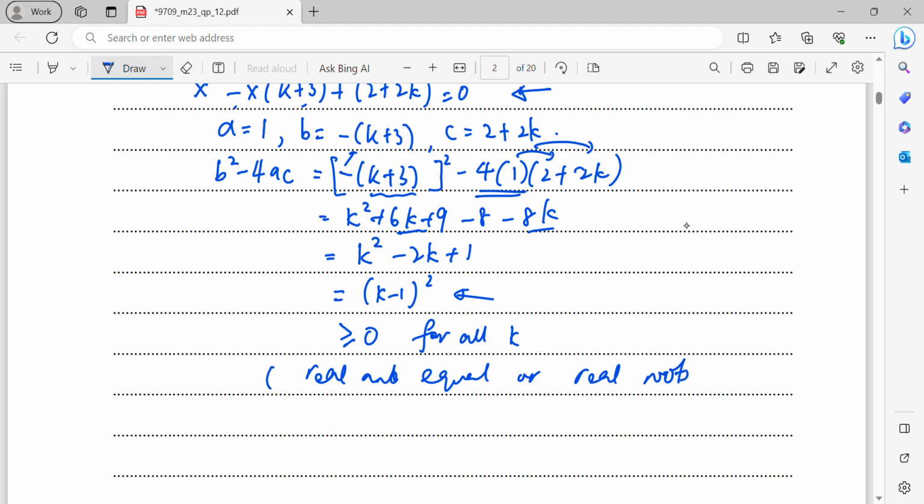Okay, so this is the meaning of greater than or equal to 0, which means that you will have the same x or different x, and they are defined. Therefore, the line and curve intersect or meet for all k values. Alright, so that is how we solve question number 1 here.